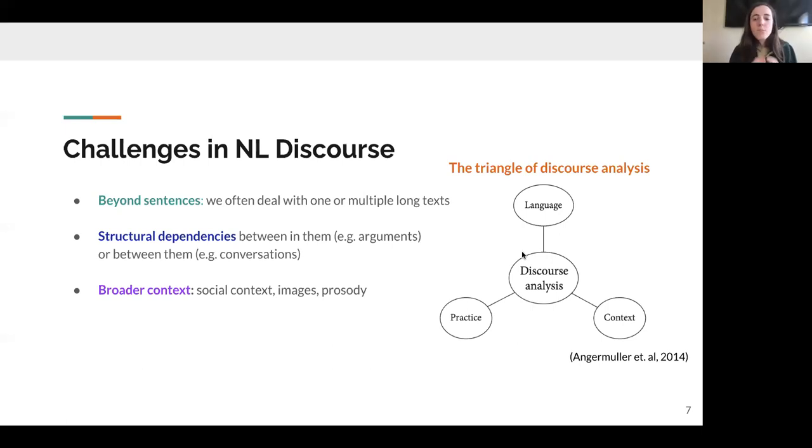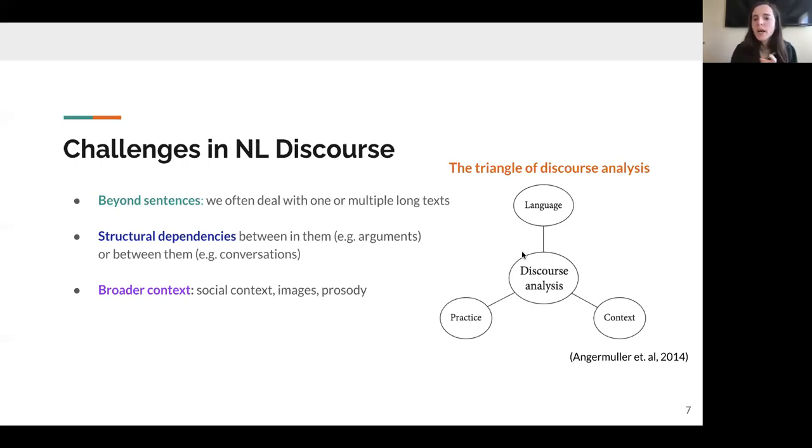And then we also have the broader context, right? Language doesn't occur in isolation. So who is the person talking? What's their background? Who are they talking to? What's the intent? All of those things come into play when we analyze discourse.